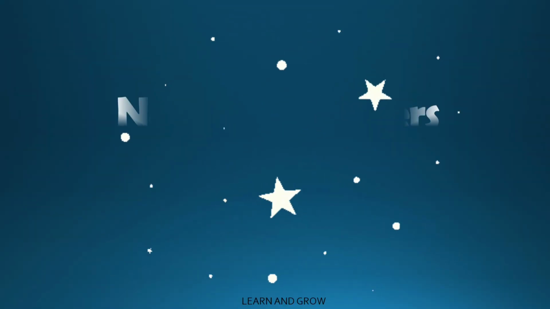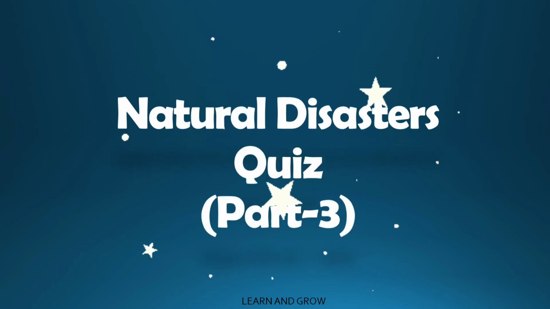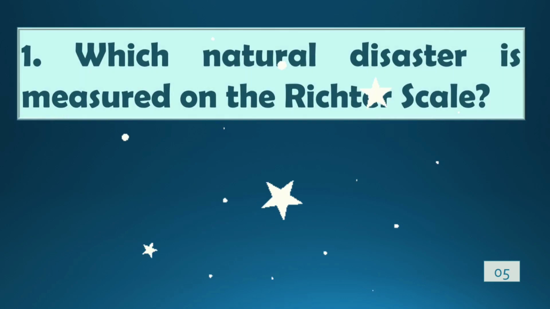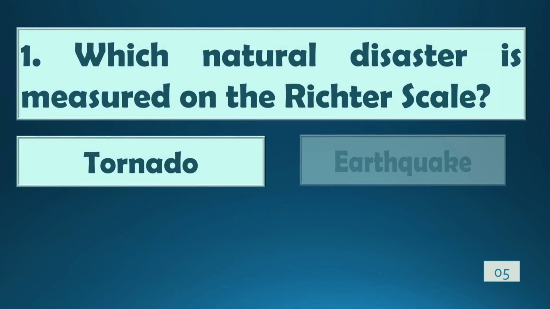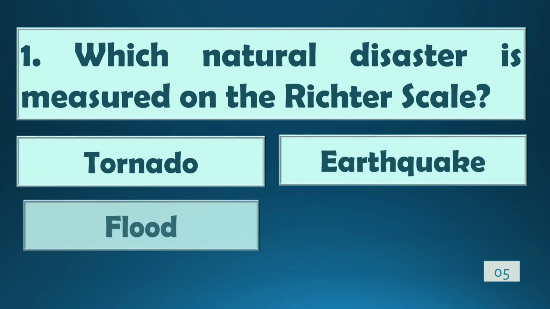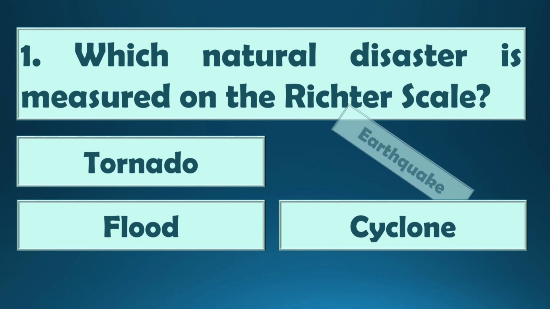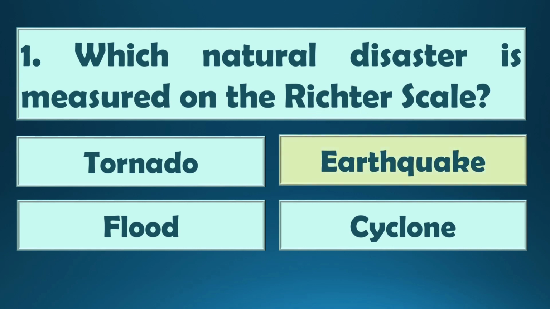Natural disasters quiz part 3. Which natural disaster is measured on the Richter scale? The right answer is option B, earthquake.